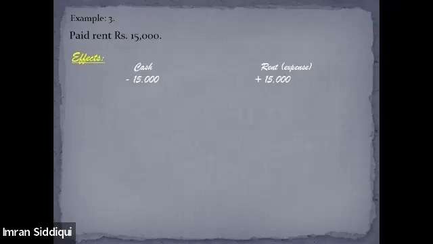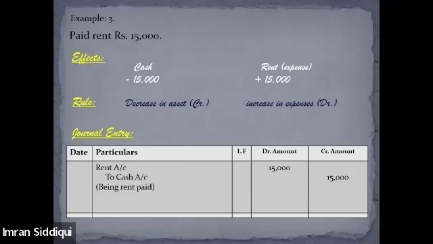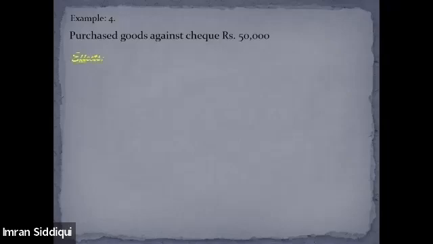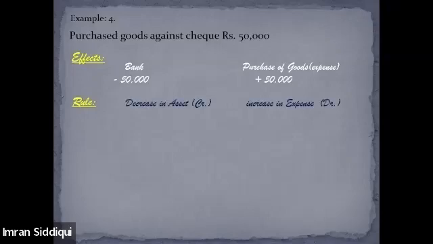So for the journal entry, the rule regarding cash says that whenever cash reduces, we need to credit the cash account. And the rule regarding expense says whenever expense increases, we need to debit the expense account. So the journal entry for this will be rent account debit to cash account. Done, all of you? Is this clear? All right. Then we have a few more examples to understand the concept of journal entry. But I'm sure all of you must have understood this, so I can skip this now.